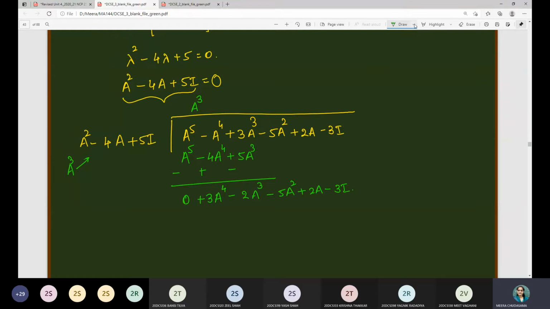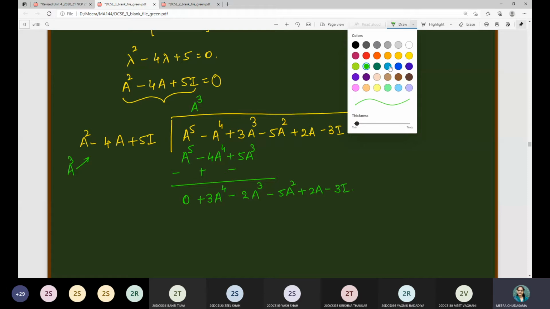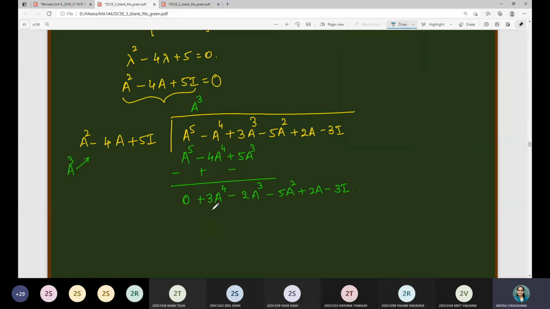Now you can see that this first term is 3A raised to 4, and we have to make this quantity 0. So for that I need to multiply this polynomial by 3A square. Yes, 3A square. So here I will write this as 3A square. So let us multiply the entire quantity on this left hand side by 3A square.